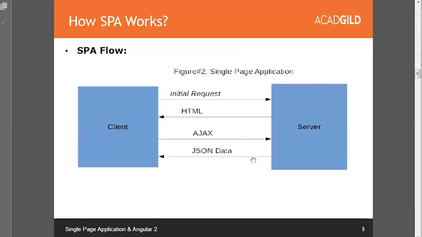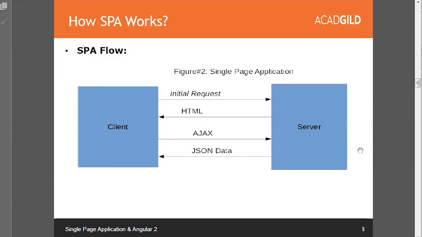Now, single page application, the flow basically is the client provides an initial request to the server. The server looks up the resource, and the response is sent back in the form of HTML on the client's browser. And then for the multiple requests later on, the AJAX calls happen and the JSON data is sent back to the client. So everyone aware of JSON?